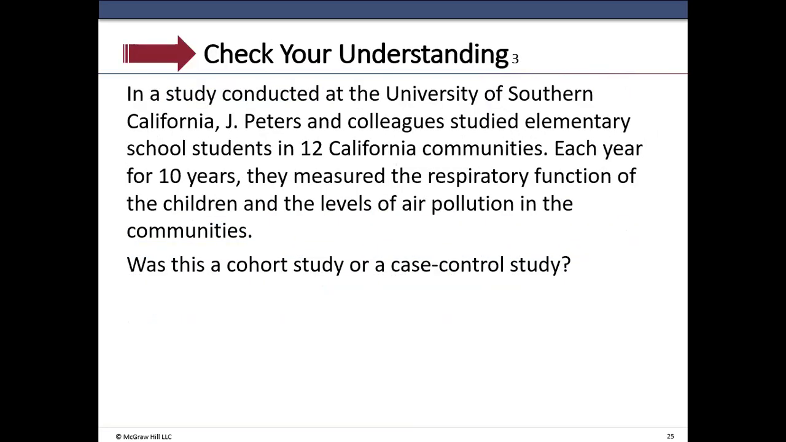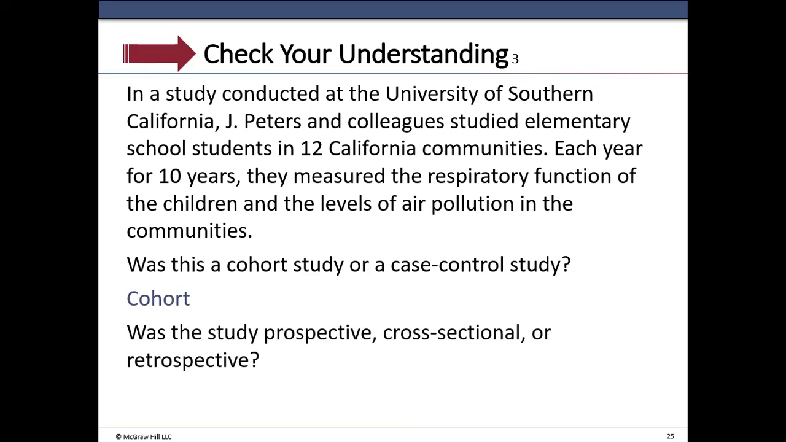In a study conducted at the University of Southern California, J. Peters and colleagues studied elementary school students in 12 California communities. Each year for 10 years, they measured the respiratory function of the children and the levels of pollution in the communities. Was this a cohort study or a case control study? This is a cohort study, followed a group of children. Was this study prospective, cross-sectional, or retrospective? Prospective because you followed them over a period of time.